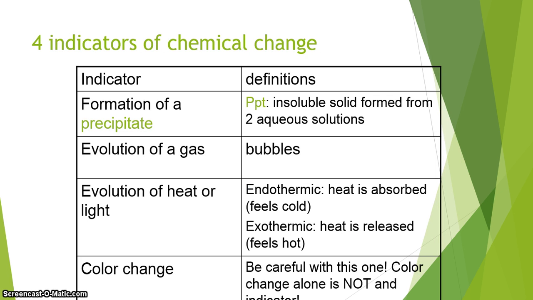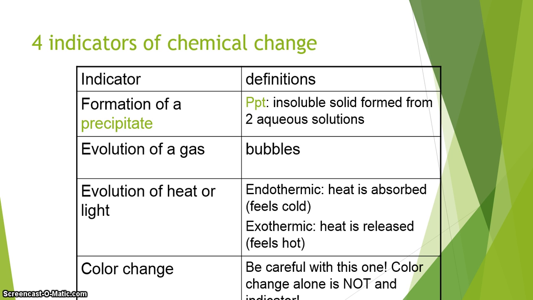So the 4 indicators of a chemical change, you do need to know these, so please make sure you stop and write these down. You're going to form a precipitate. A precipitate is an insoluble solid that's formed from 2 aqueous solutions. Evolution of a gas, when you create a gas, you have bubbles. Okay, that tells you a chemical change has happened.